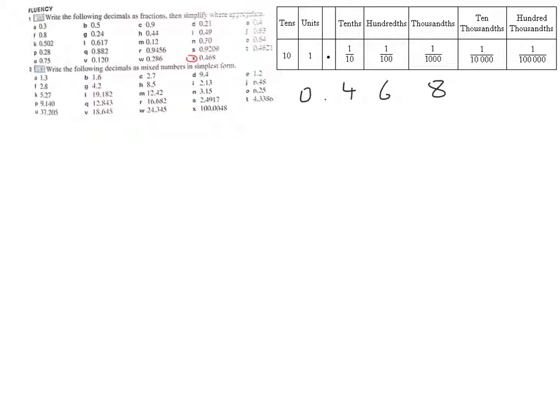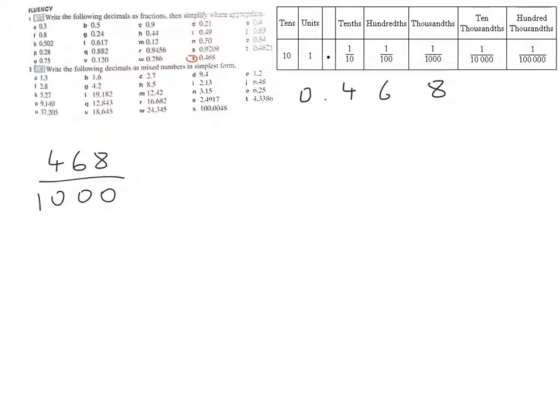So it's 0.468. Okay, so if we write this as a fraction, we know from the last video that the last decimal is in the thousandths. So that means all these numbers will be over 1000. So let's write that. We got 468 over 1000.